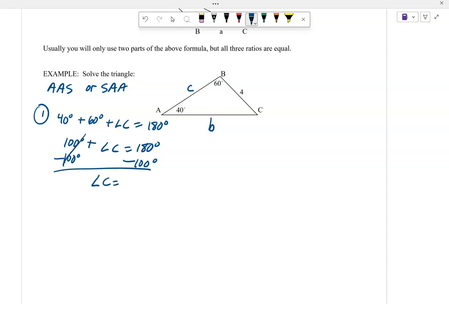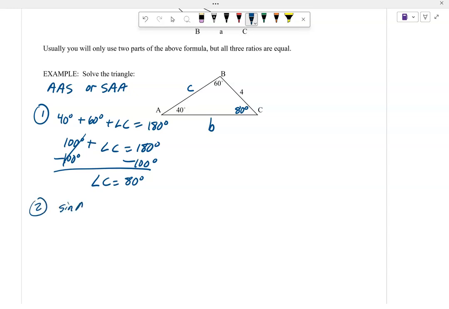180 minus 100, we got 80 degrees, right? So angle C, now let's go ahead and fill that in. That's 80 degrees, right? We're supposed to solve the triangle. When they say solve the triangle, that means find all the remaining angles, the missing angles and missing side lengths, right? Now, number two, now we're going to use the law of sines, right?